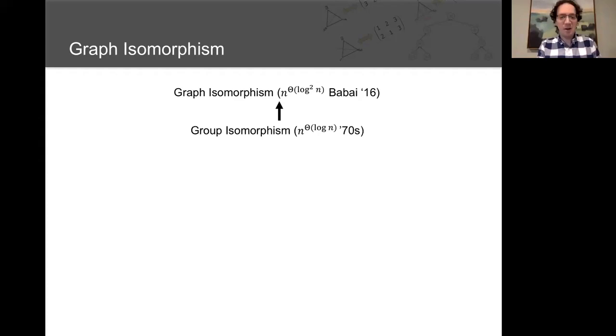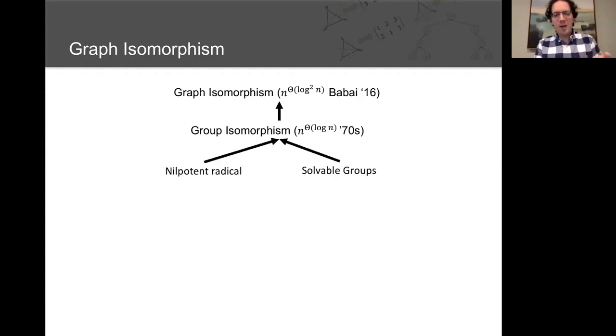this problem breaks down. So it turns out that there are two special cases of group isomorphism which together combine to give you the general case. And they're called nilpotent radical and solvable. And solvable here doesn't mean you can solve the isomorphism problem. It goes back to the 1800s when they were trying to solve polynomial equations using square roots and division. But basically, if you could solve group isomorphism for these two special cases, whatever they are, that would solve the whole thing for you. Okay, and I'm not going to tell you what they are.